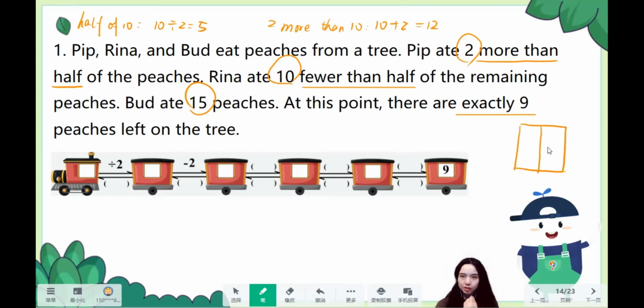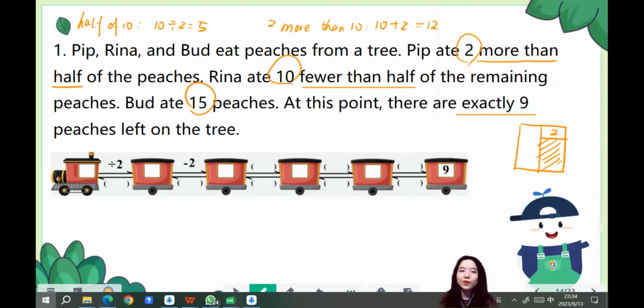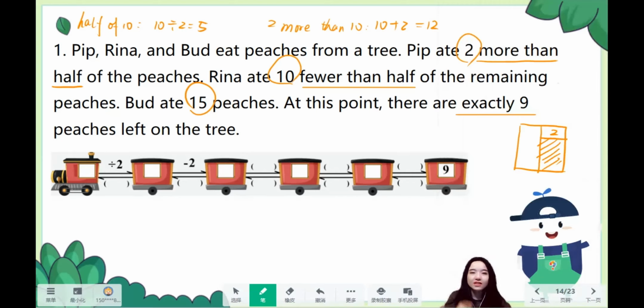First, he ate 2. He ate half of the peaches. Then we draw another 2. So as you can see, the remaining amount should be 2 fewer than half. First, get the half by dividing by 2. Then take another 2 away. We can get the remainder.